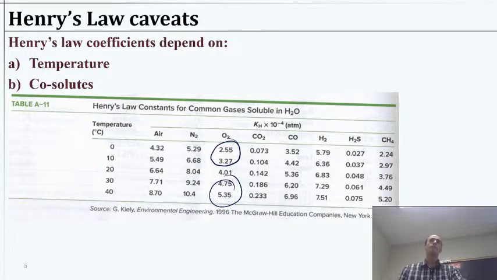Yeah. So this is specifically describing that at higher temperatures, oxygen gas likes to be a gas as opposed to being dissolved in solution. Exactly. So at higher temperatures, the equilibrium is such that there's more of it in the atmosphere compared to the water.